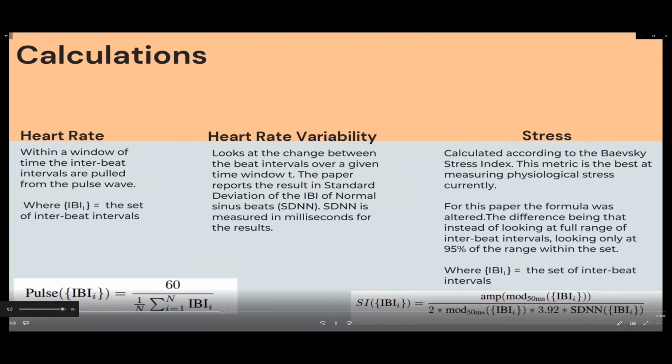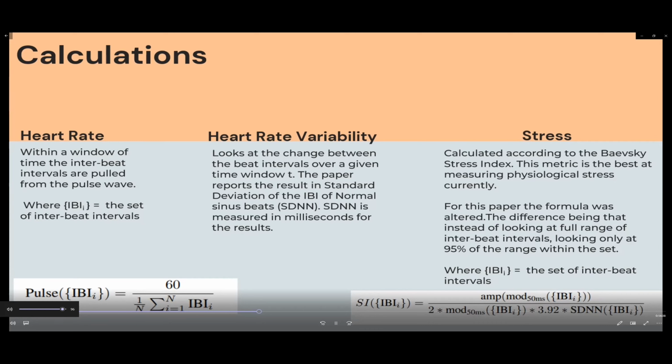Then going to the next one, heart rate variability, this is going to look at the change between beat intervals, just like heart rate, over a given time window. This looks at how much your heart rate varies within a specific time frame. And this is reported as the standard deviation of IBI of normal sinus beats, which is SDNN, and this SDNN is going to be measured in milliseconds for the result.